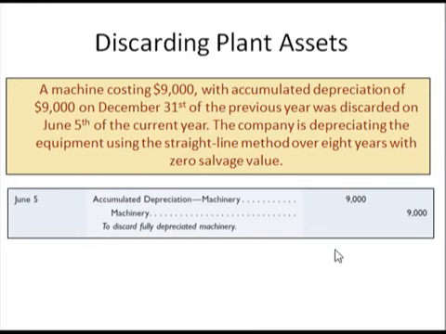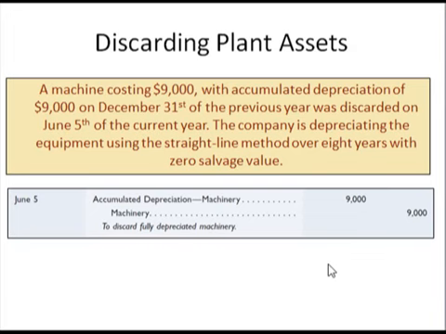It's easier to see if you look at an example. The one they use here is discarding a plant asset, which means we're just getting rid of it, putting it up along the road for somebody to take away. I have a machine here that costs $9,000, has accumulated depreciation of $9,000, so it's not worth anything at this point, and it was discarded on June 5th of the current year. Company is depreciating the equipment using straight line method over 8 years with zero salvage value.